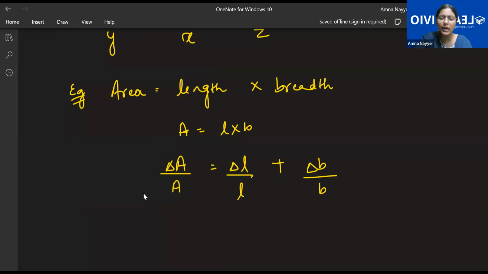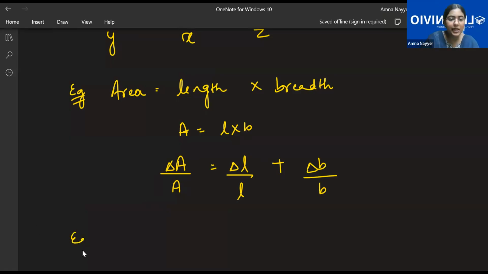Delta A is the mean absolute error, so you won't have to calculate it. Its value will be given. Probably you will be given the percentages. See, if I multiply this thing with 100, that will give me the percentage error. This is the fractional error. So the fractional error's value will be given to you, and the basic formula you already know. Okay, so when you have some random values, this is how you have to solve.